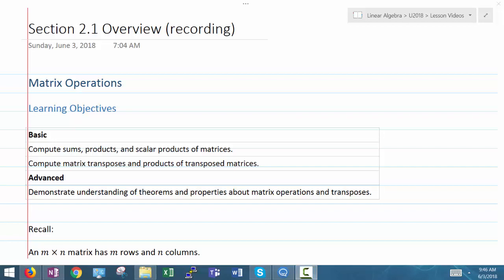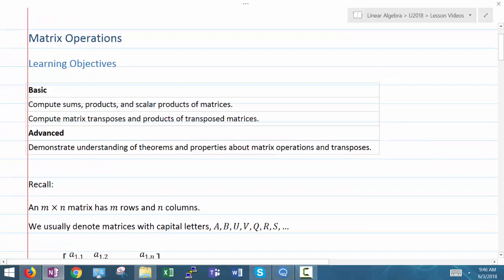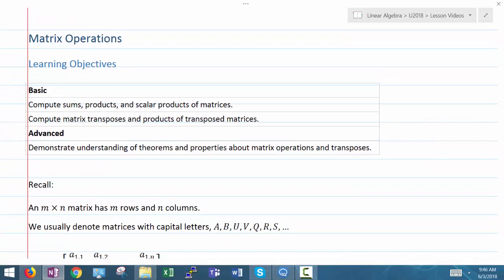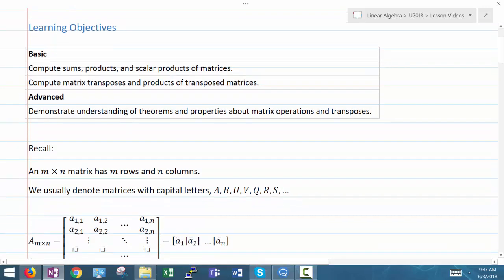Chapter 2, we're going to look at matrices in much more detail. So section 2.1 is matrix operations. In this section, the two basic learning objectives that you need to master are computing sums, products, and scalar products of matrices, and then also transposes and products of transposes of matrices. In addition, we've got some theorems and properties about matrix operations and transposes that you should be able to then reason about as a more advanced learning objective.